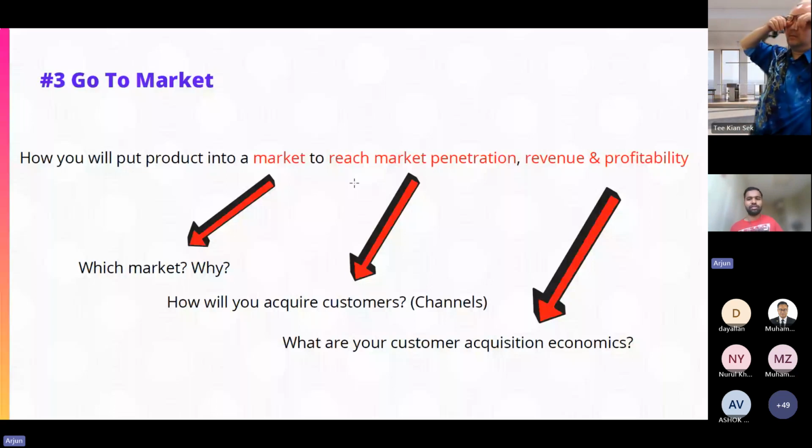How will you acquire these customers? What are all the ways you will use to acquire these customers? How much money will you spend in acquiring these customers? And then what is the customer acquisition economics?